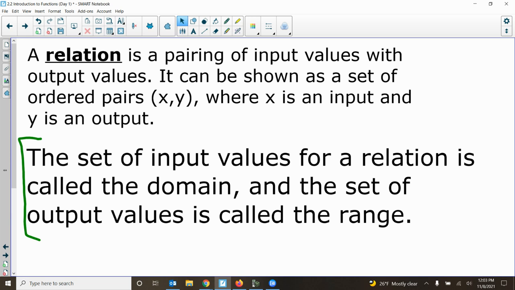The set of the x's is called the domain. The set of the y's is called the range. Domain and range. That's what you've heard of before, I'm sure. Certainly in Algebra 2, we talked about domain and range. Question on this? Think about it in alphabetical order: domain comes before range. Domain is the x's, range is the y's.